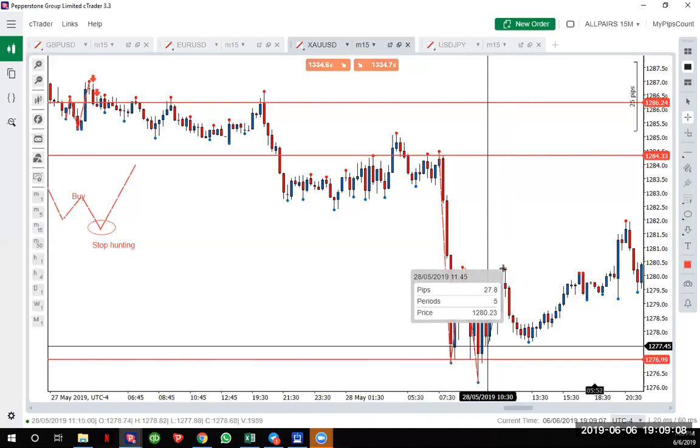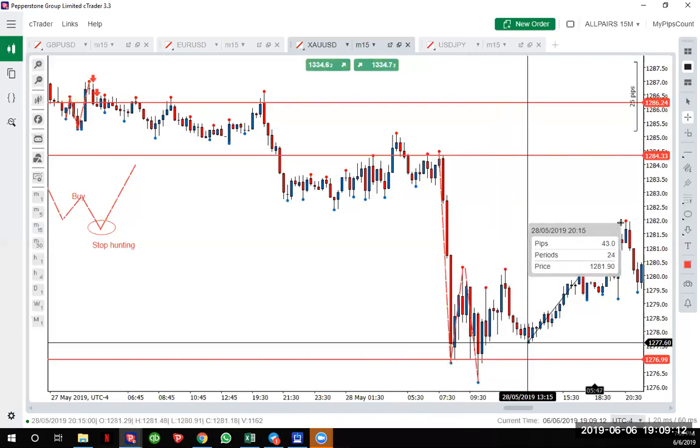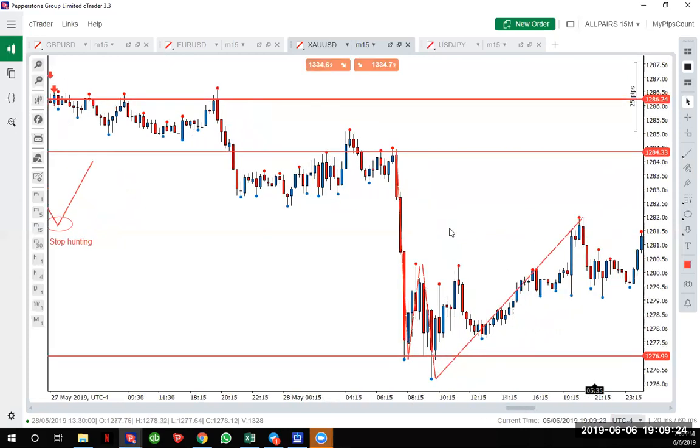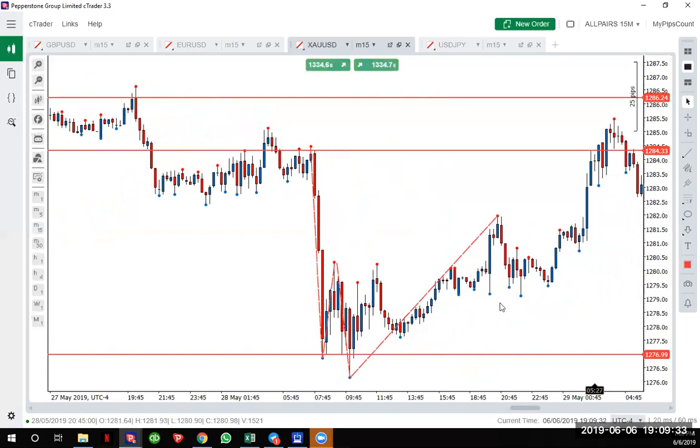Look at this. 27 pips. It came back again. And the trade did a nice 43 pips. Beautiful W buy. A beautiful W buy. Can you see that, people? Beautiful trade. Beautiful, beautiful pattern to trade.